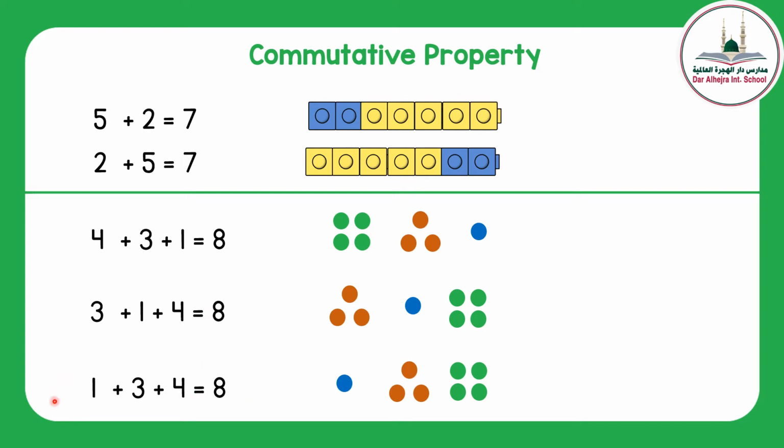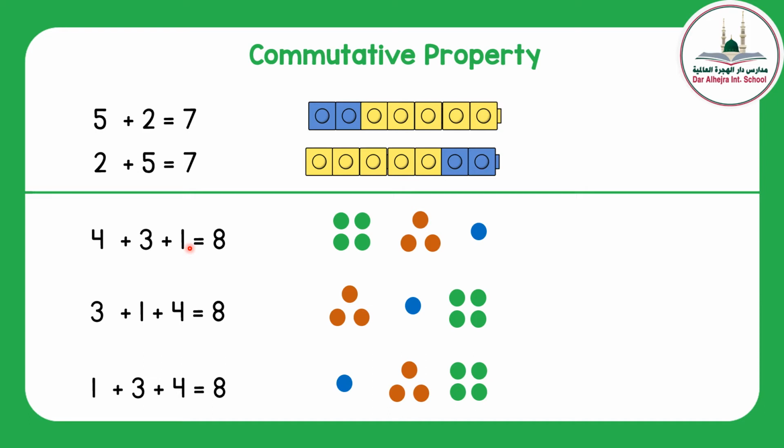In the third example, again I have changed the order of addends. This time I have 1 first, then 3, then 4. I can show them with the dots, and again let's count them together. 1, 2, 3, 4, 5, 6, 7, 8. Again I have got a sum of 8. That means no matter how much you change the order of addends, the sum remains the same. So it's no problem changing the order of addends.